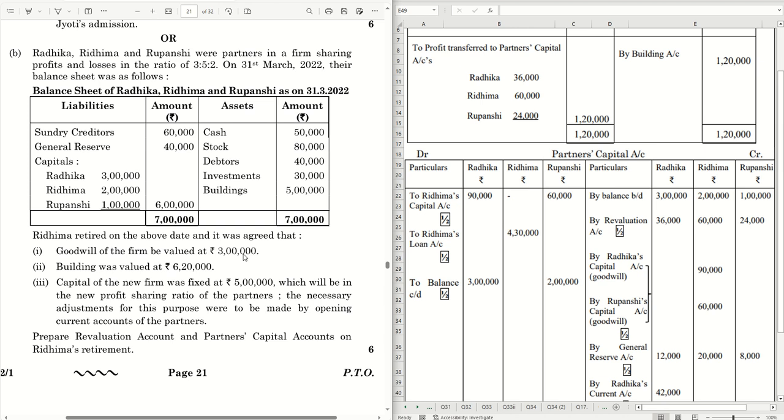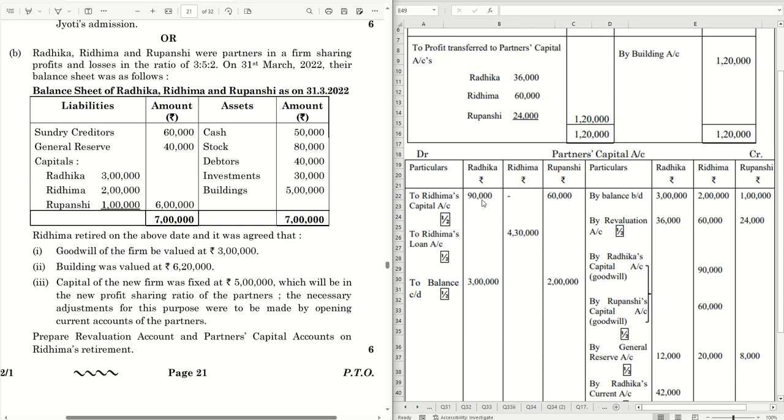Retiring partner's capital account will be credited and gaining partners' capital accounts will be debited. So 3 lakh, Ridhima's share is 5 by 10, that means half. That means 1 lakh 50,000 is Ridhima's share of goodwill, which Radhika and Rupanshi will give in the ratio 3:2. That was their gaining ratio.